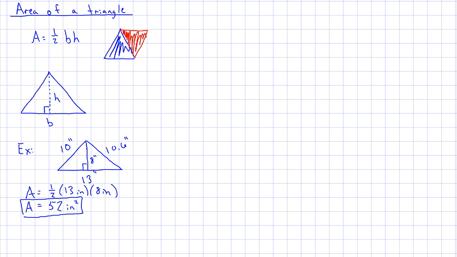Let's consider another example. Here I have, instead of a triangle that doesn't have a right angle, I've actually got a right triangle. So this triangle contains this right angle. Again, the base and the height are going to be the two things that are perpendicular. So I could call this the base and this the height.